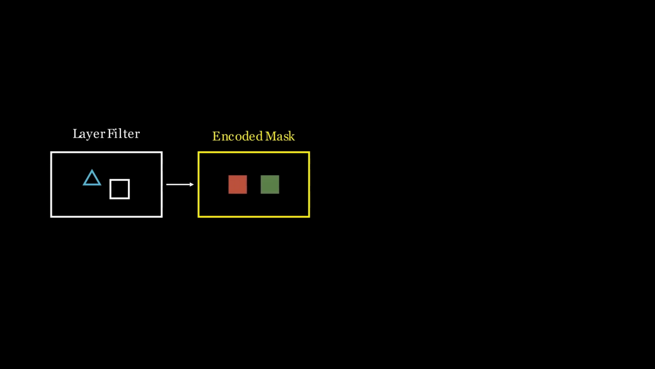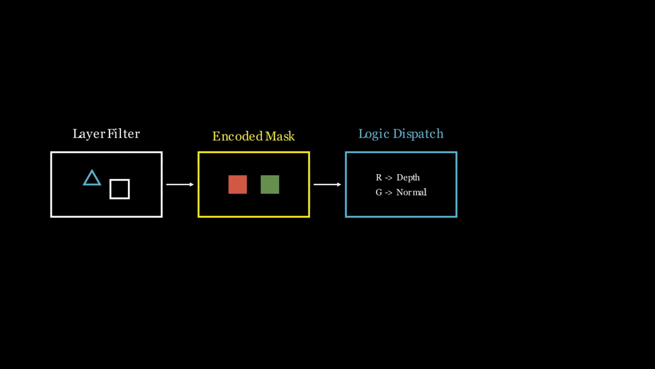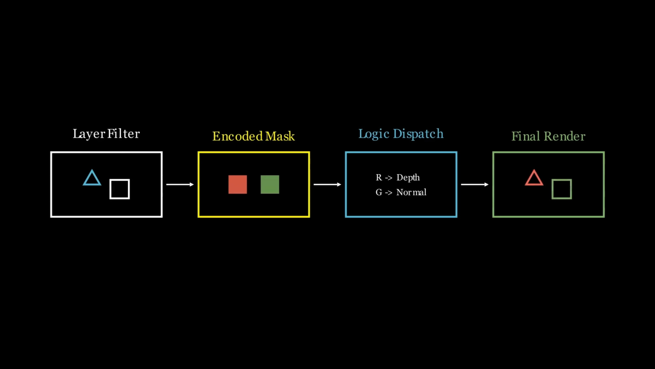We can use a channel encoded mask. All objects in the correct layers are rendered into a dedicated texture using specific layer masks. We then use the color channels to tell the shader exactly which algorithm to apply. And this selective mask can then be composited back onto our final render.